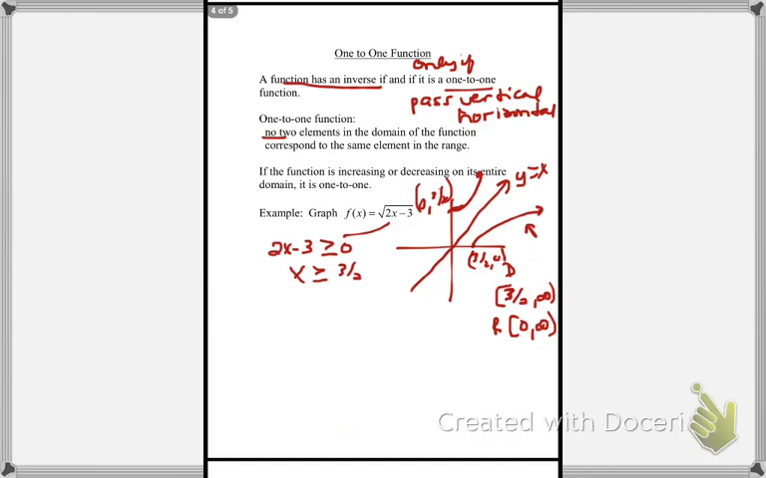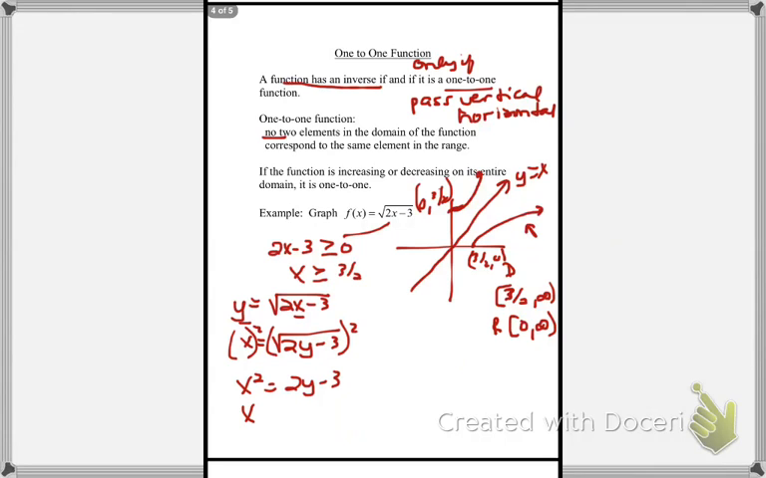Now we're going to make an inverse out of this. So we set this equal to y. We interchange the x and the y. And we solve for y. To undo a square root, we square both sides. And solve for y. And use the inverse.